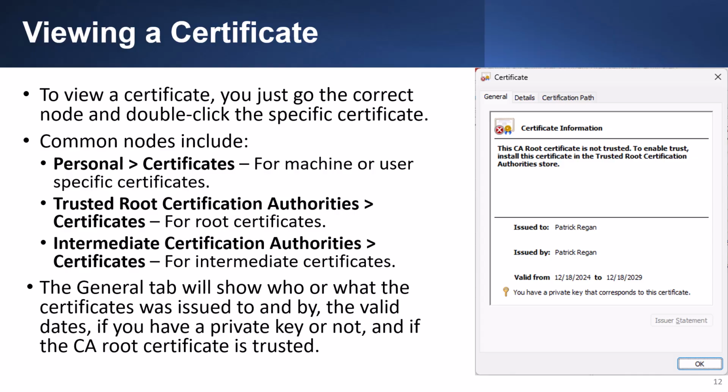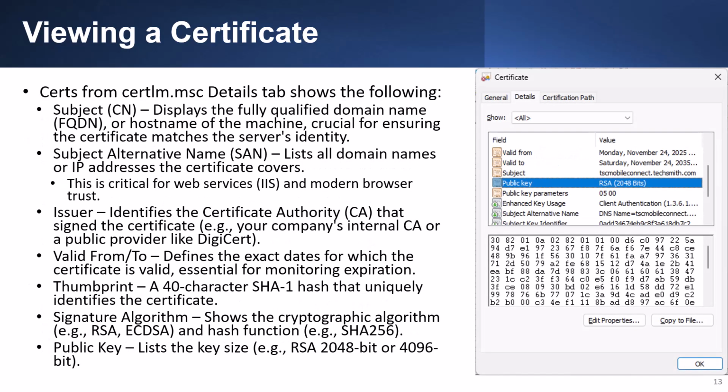The General tab will show you who or what certificates are issued to and by, the valid dates, if you have a private key or not, and if the CA root certificate is trusted. Search from certlm.msc. The Details tab shows the following. The subject, or CN, displays the fully qualified domain name or host name of the machine, which is crucial for ensuring the certificate matches the server's entity.